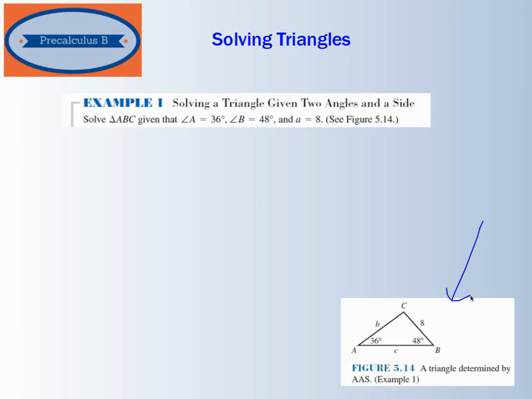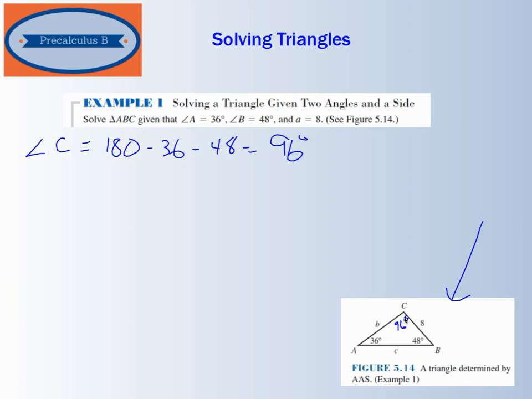And when I say solve the triangle, what I'm saying is we need to find the missing angles and sides. Well, angle C is the easiest thing for us to solve for. That's where I would begin because I know that the sum of all angles in a triangle is 180 degrees. So to find angle C is just going to be 180 minus 36 minus 48. So 36 and 48 gives us 84, so we get that angle C is 96 degrees. So that's the first thing that I find, angle C being 96 degrees.